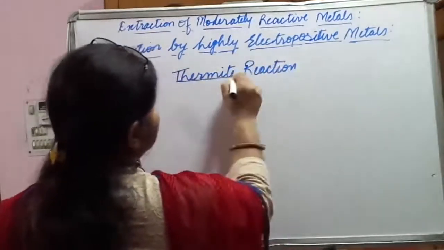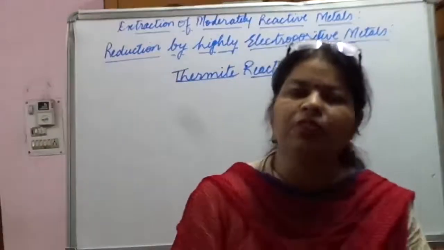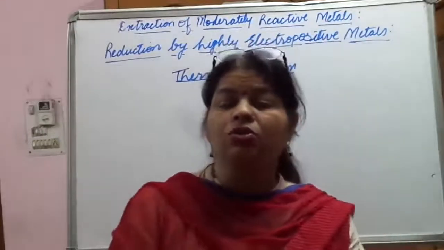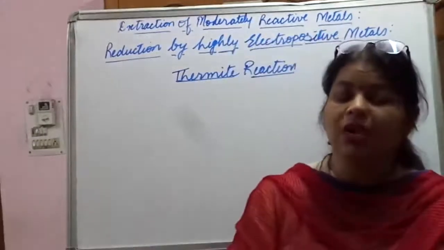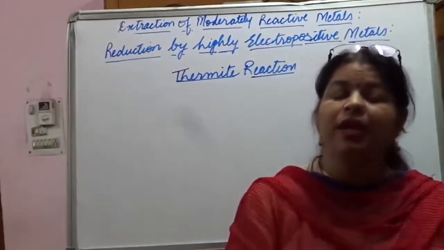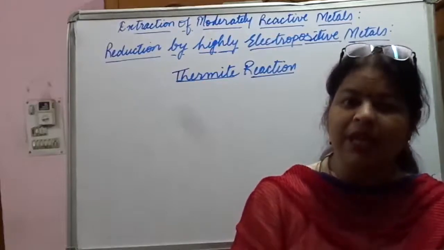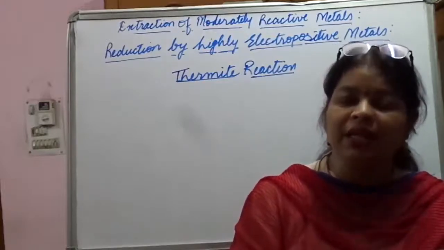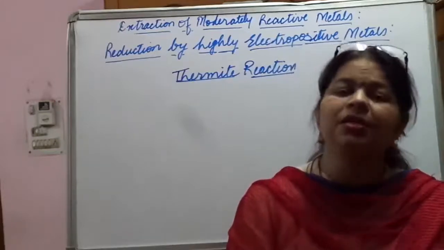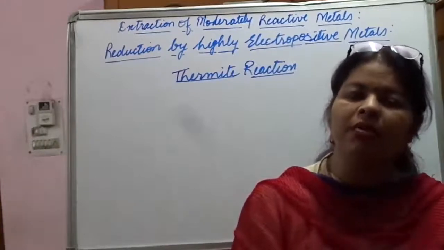Very often asked in the exams. What do you mean by thermite reaction? Explain with an example, by giving a chemical reaction. So in this reaction, when the reduction of any metal is carried out by heating the metallic oxide with aluminium powder, then it is a thermite reaction. It is highly exothermic in nature.